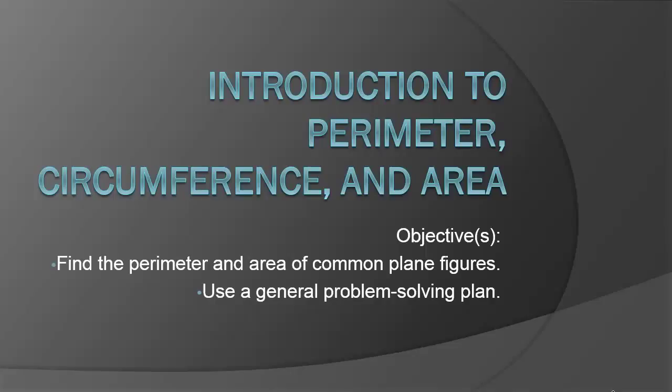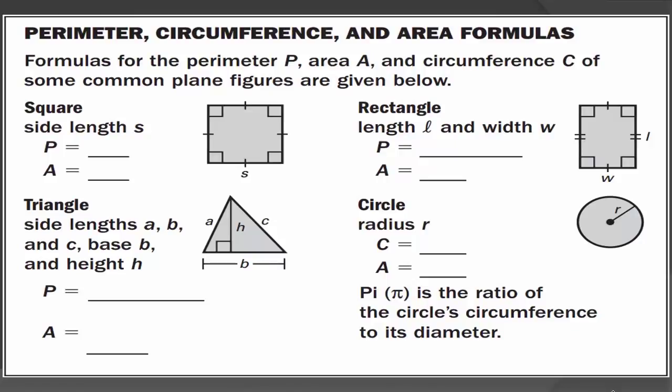Hello! In today's lesson, we are looking at Chapter 1, Section 7, An Introduction to Perimeter, Circumference, and Area. Our objectives are to find the perimeter and area of common plane figures and to use a general problem-solving plan. We start by looking at different formulas for finding the perimeter and area of different shapes.